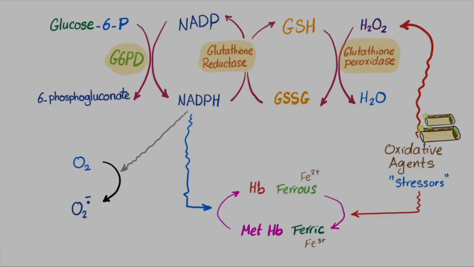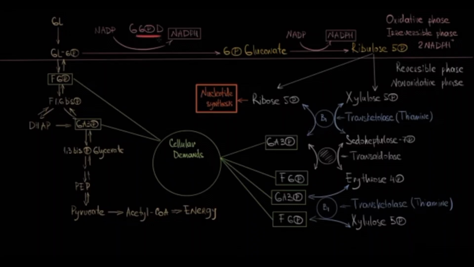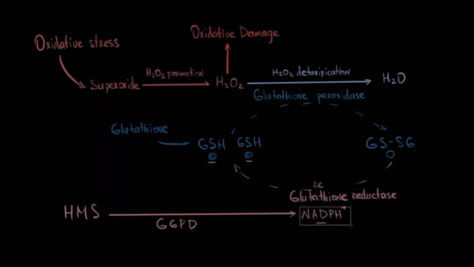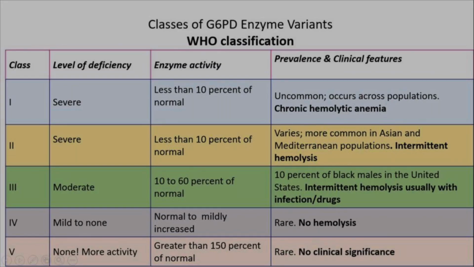This enzyme plays a crucial role in the pentose phosphate pathway, which generates NADPH. NADPH is essential for maintaining the reduced form of glutathione, which detoxifies reactive oxygen species in red blood cells. Variants of the G6PD gene are classified based on the enzyme activity level, with Class I being the most severe and Class V the least.